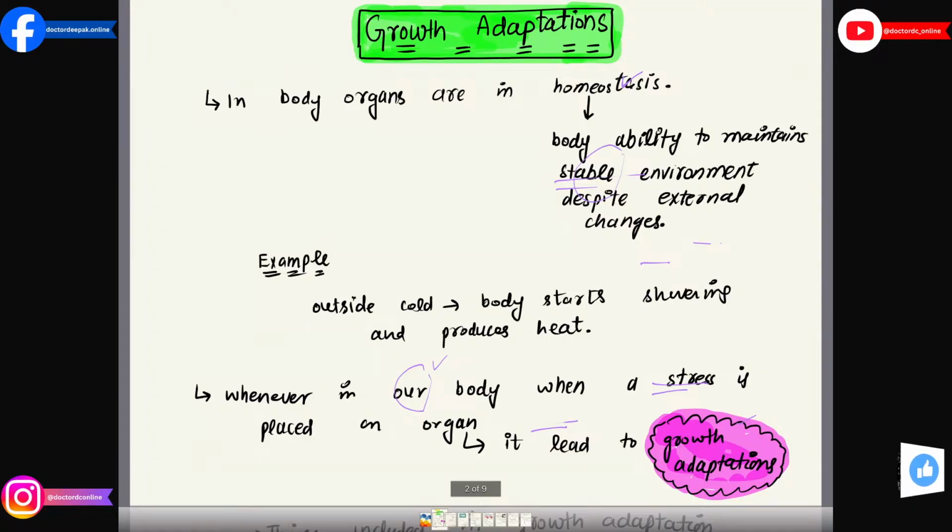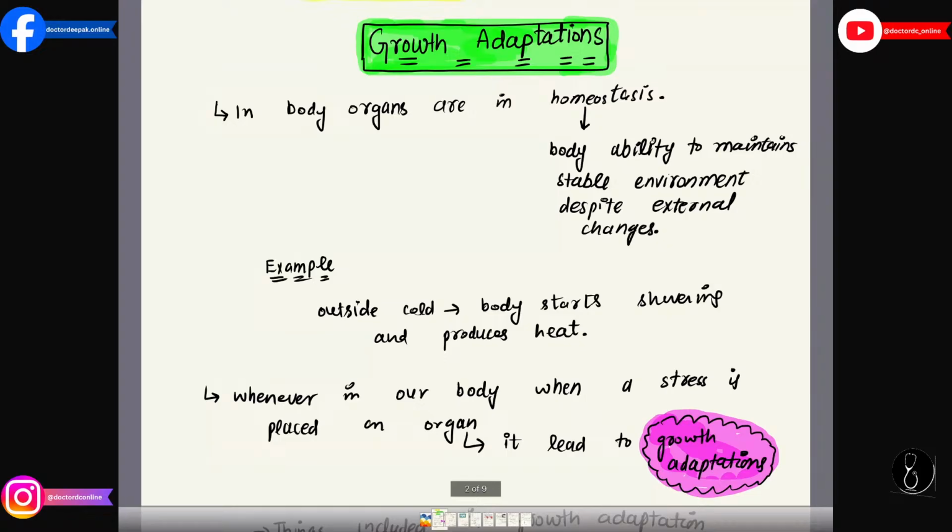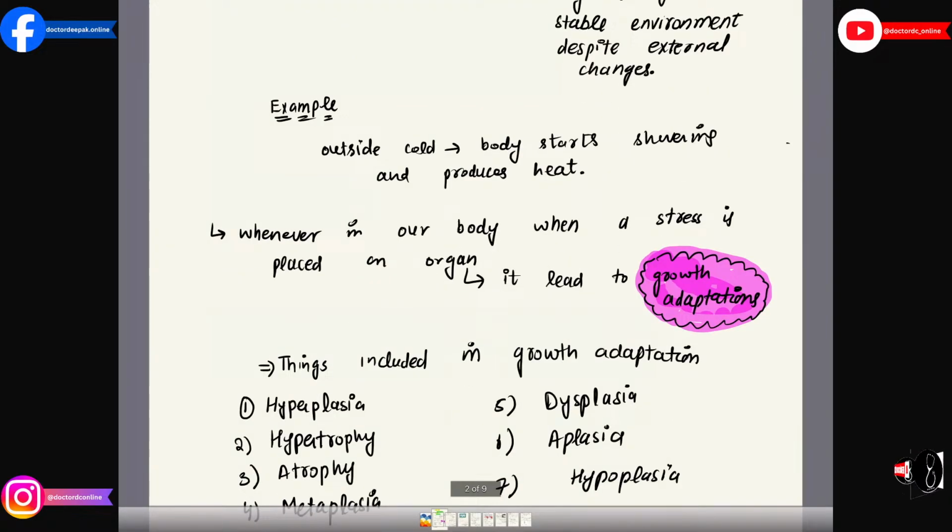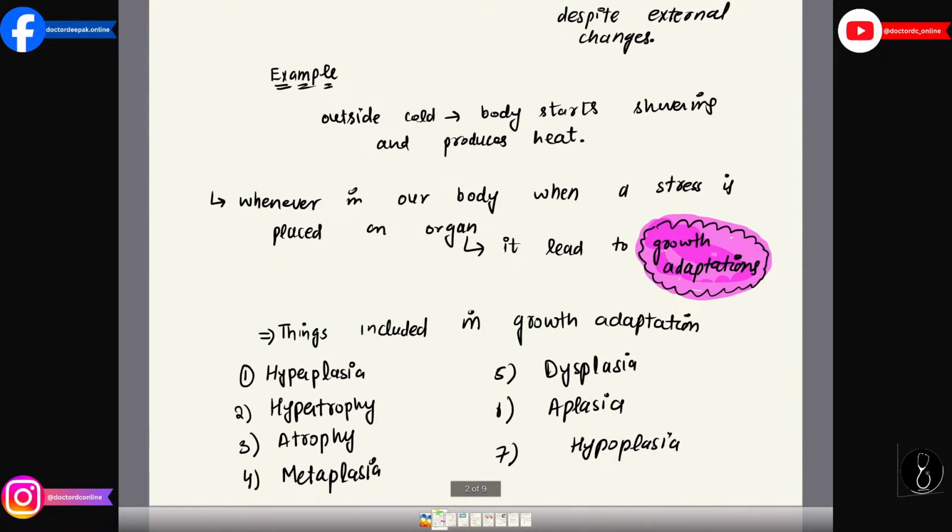So what are the changes that are included in growth adaptation? Here I mention the changes that occur in growth adaptation. First is hyperplasia, second is hypertrophy, third is atrophy, fourth is metaplasia, fifth is dysplasia, sixth is aplasia, and seventh is hypoplasia. Basically, these are the changes which can occur in any organ when stress is placed on the organ. So let's discuss these changes one by one.